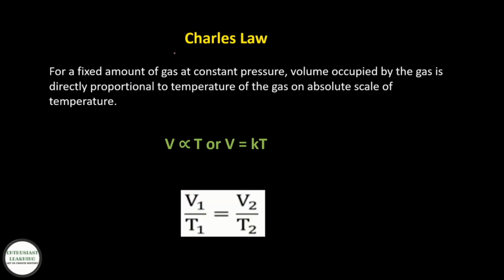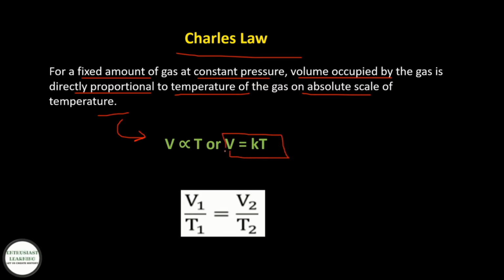Now Charles' law. For a fixed amount of gas at constant pressure, the volume occupied by the gas is directly proportional to the temperature of the gas on the absolute scale of temperature, which means that V is directly proportional to T, or V is equal to K into T, where K is constant. So V1 upon T1 is equal to V2 by T2.